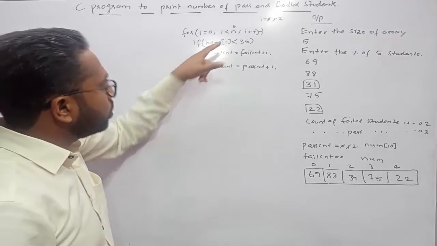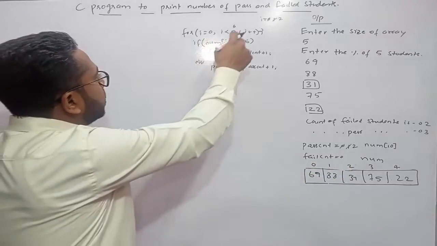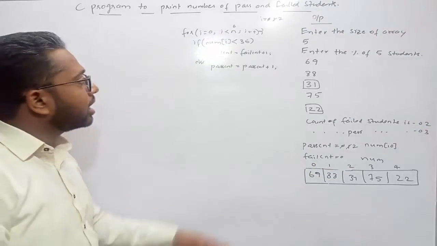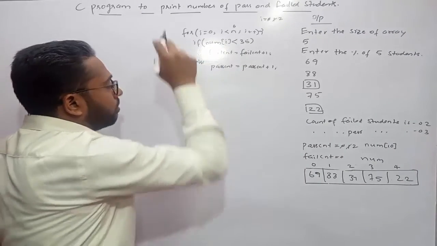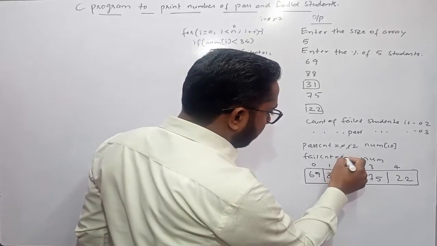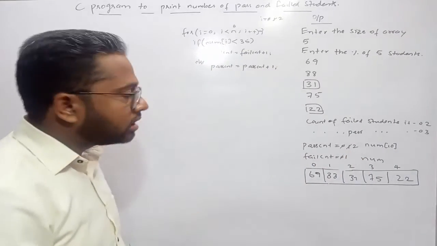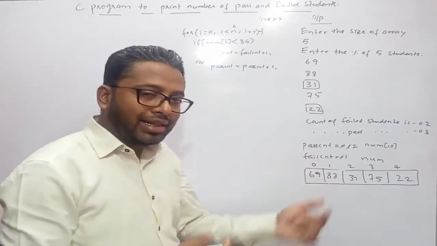Condition true. That's why control will come inside the for loop to check this condition. If num of 2, 2 is this index, this value, 31. 31 is less than 35. Yes, condition becomes true. That's why control will come inside the if block to increment the value of fail count. Earlier the value of fail count was 0. Now it becomes 1.